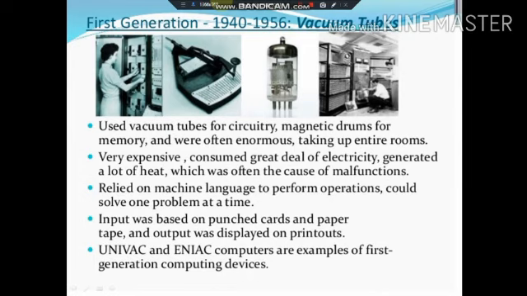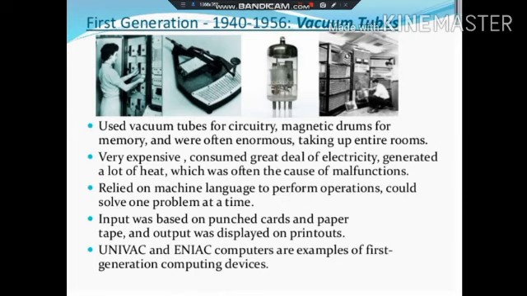The technology at this stage was based on vacuum tubes and magnetic drums. Computers at this time were also very large and expensive. They were as large as the size of a room. They used a great deal of electricity as well, and they also generated a lot of heat. The technology at this time was based on punch card and paper tape, and output was displayed on printout. There was no screen to show the output like today's monitors.